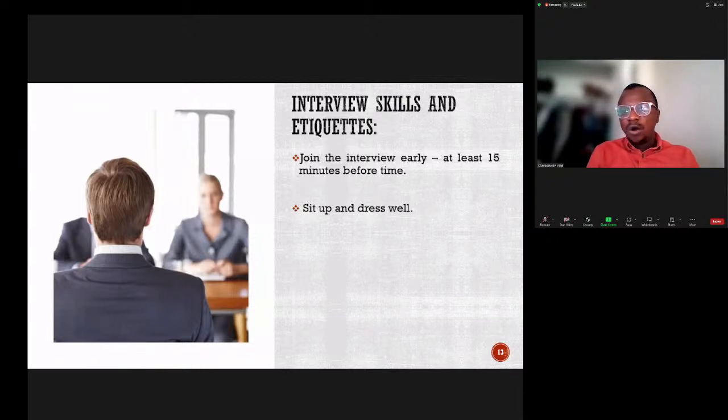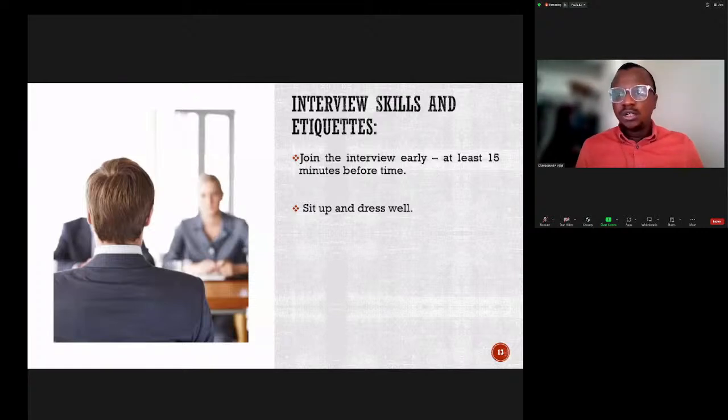Sit up and dress well. Don't lie on your bed during an interview. Sit like I'm doing now. Sit properly, and dress well, like I'm dressing. Especially if you're applying to programs in the United States, you don't have to wear a tie. You don't have to be on tie.